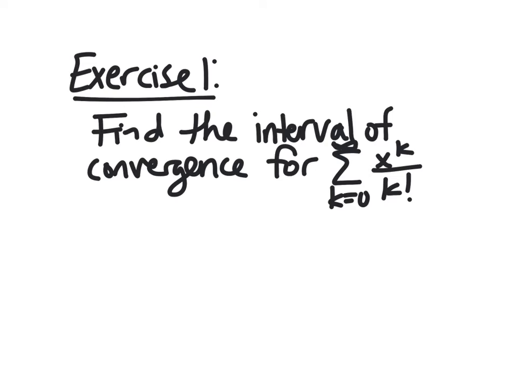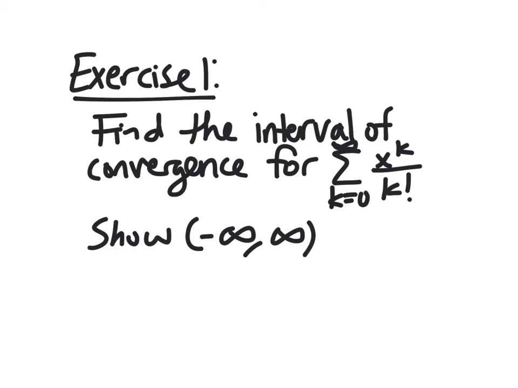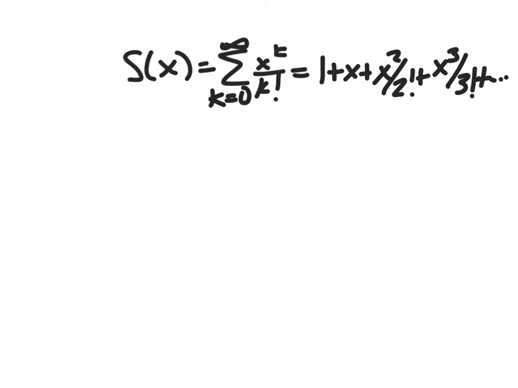So for your first exercise, I want you to find the interval of convergence for x to the k over k factorial. Or I guess I'm going to tell you what it is already. It's negative infinity to infinity, but I want you to show why. So I want you to justify this using the ratio test. And the reason I told you is this is actually going to be the next thing we look at. So let's look at this a little bit more in depth.